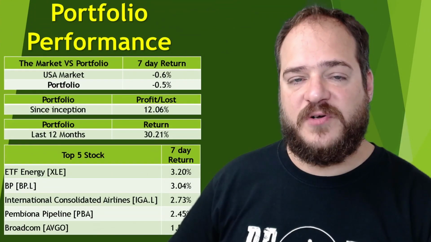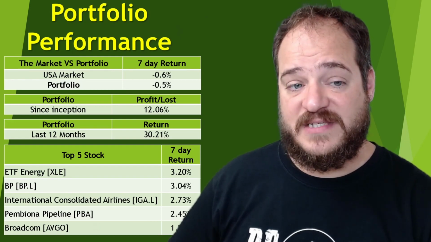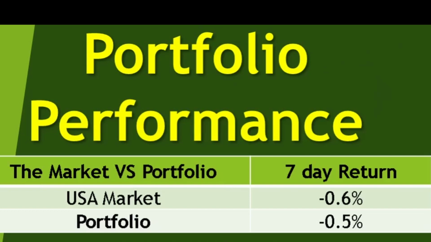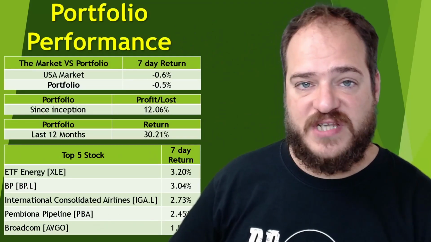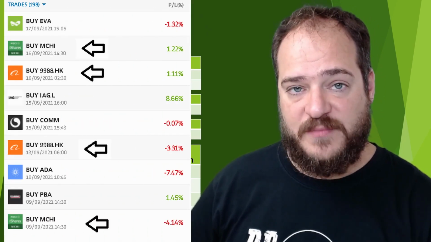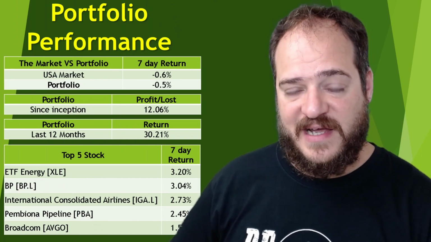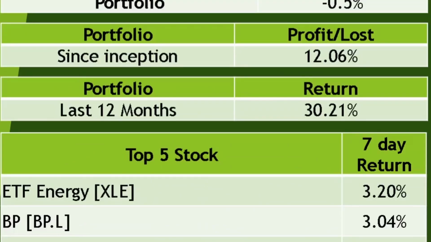In terms of portfolio performance, the US market grew around minus 0.6%, and my portfolio had a growth of minus 0.5%. This is due to some averaging that I've done, especially on the Chinese market, like Alibaba and the MCHI ETF, and I managed to counterbalance that negative trend. In terms of my portfolio profit and loss, since inception we had 12.06% growth.